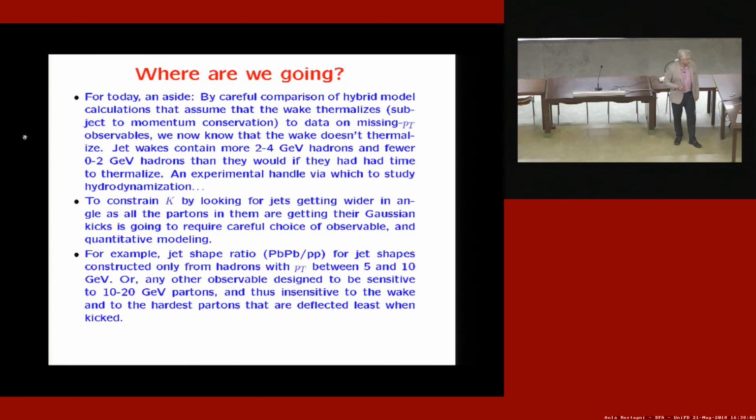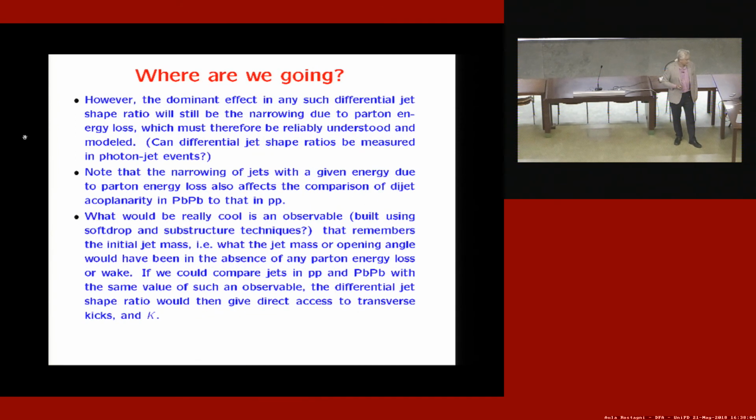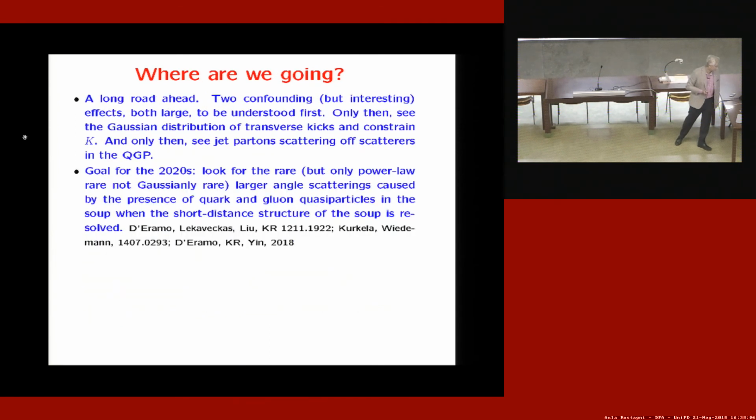But now we'll get to Francesco, right here. So there's a long road ahead, which I didn't have time to tell you all of. There are two confounding but interesting effects, both of which are large, that have to be understood first before you can do what I said is our ultimate goal. And so the goal is not a goal for tomorrow, it's for the 2020s. The goal is to look for large angle scatterings caused by the presence of quark-gluon quasiparticles in the soup.